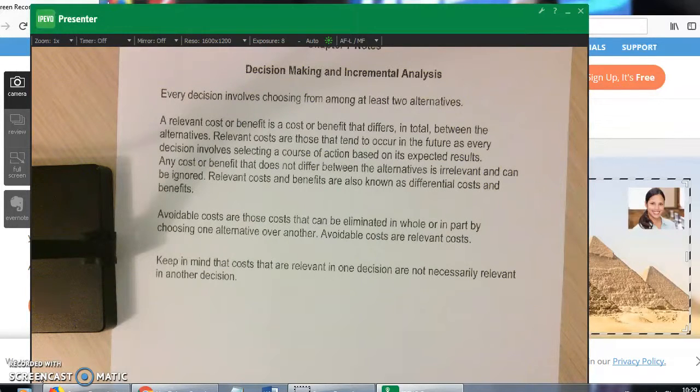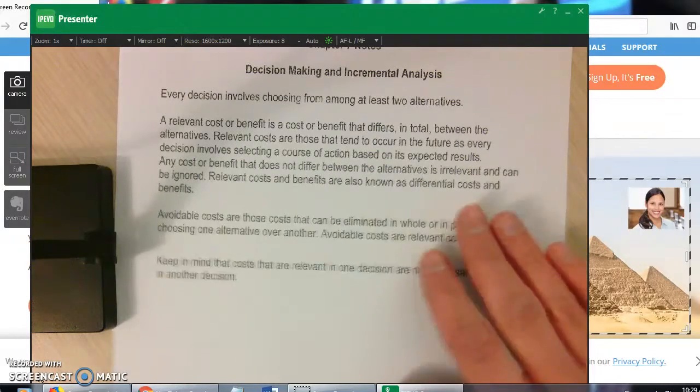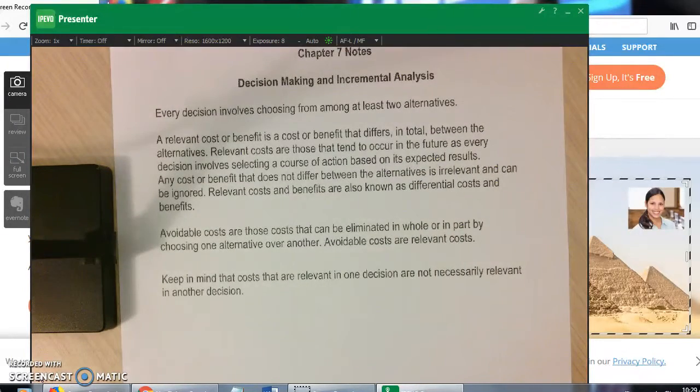Because if I stay in the movie, I still paid $10 or $11 for the ticket. If I leave the movie, I still paid $10 or $11 for the ticket. Therefore, it's not a differential cost. Therefore, it's not a relevant cost. And so it just doesn't matter. So relevant costs are those costs that differ between alternatives. If it doesn't differ between the two alternatives, then it just doesn't matter.